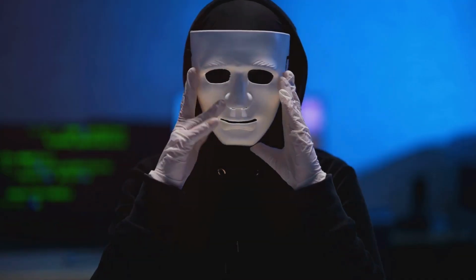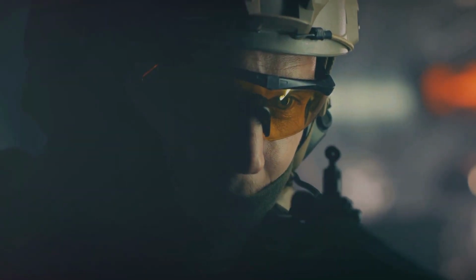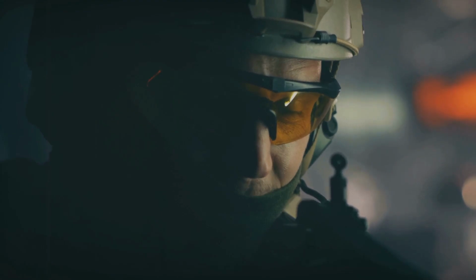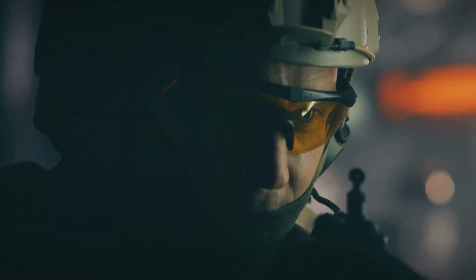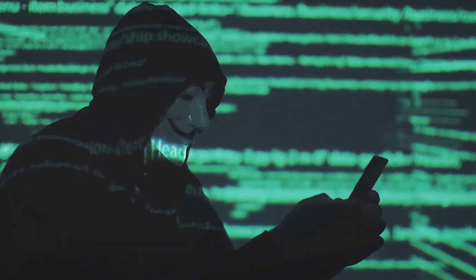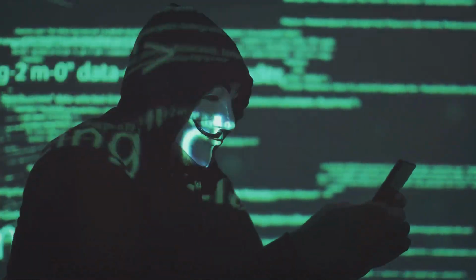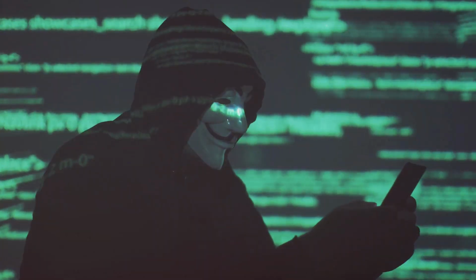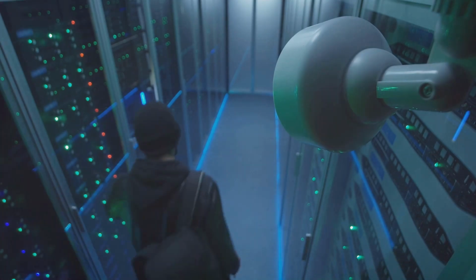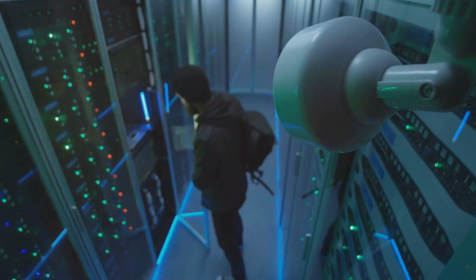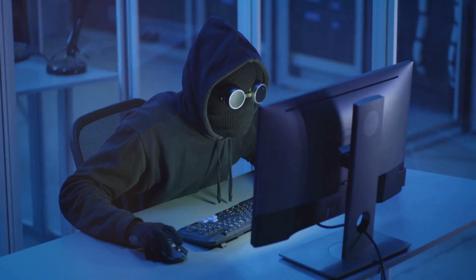Imagine visiting your bank's website, but instead of being directed to the legitimate site, you land on a convincing replica controlled by an attacker. Unaware of the deception, you enter your login credentials, unwittingly handing them over to the malicious actor. This scenario highlights the potential consequences of DNS cache poisoning.